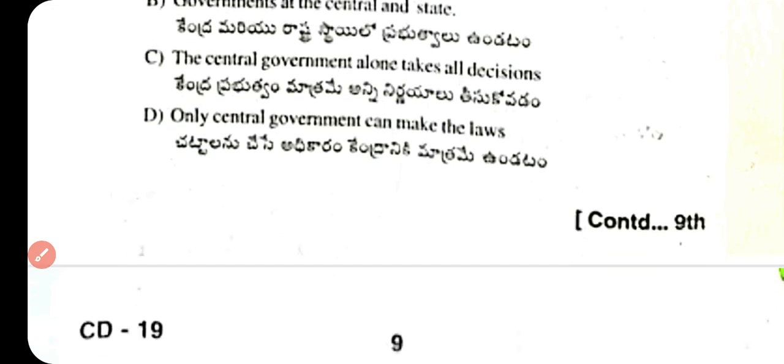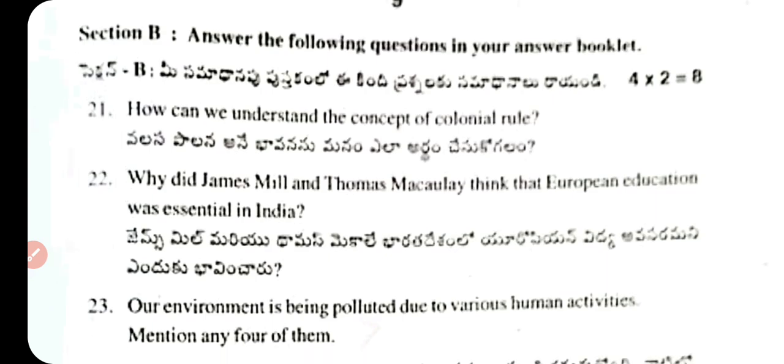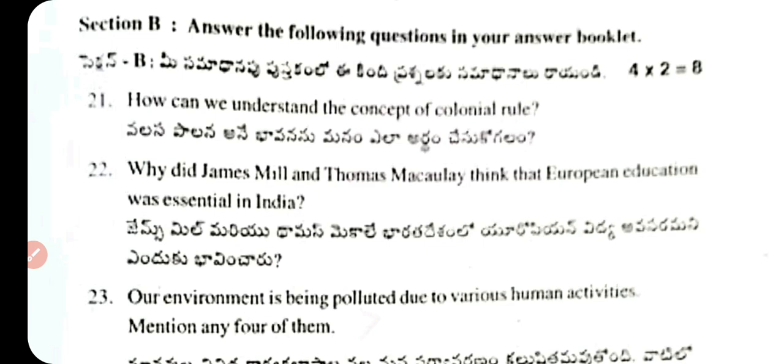What is the next question? This is question number 21. Each question carries 2 marks. How can we understand the concept of colonial rule? Question number 22. Why did James Mill and Thomas Macaulay think that European education was essential in India?